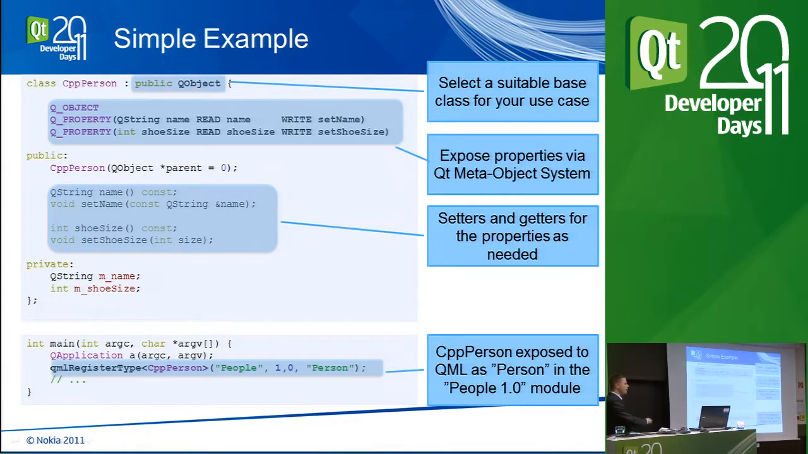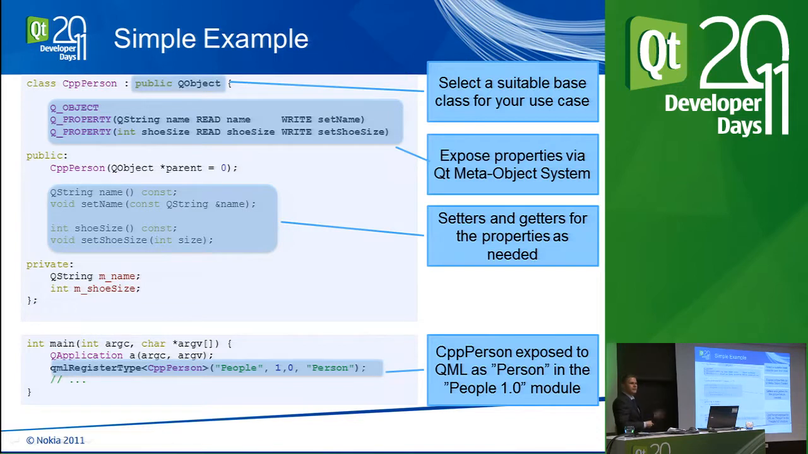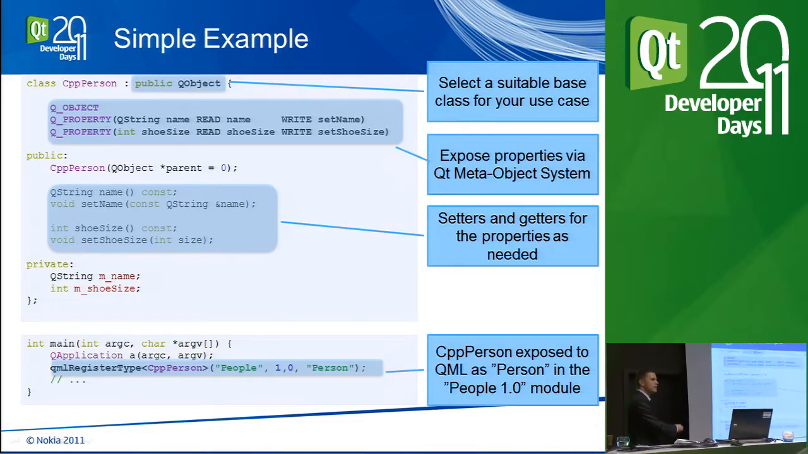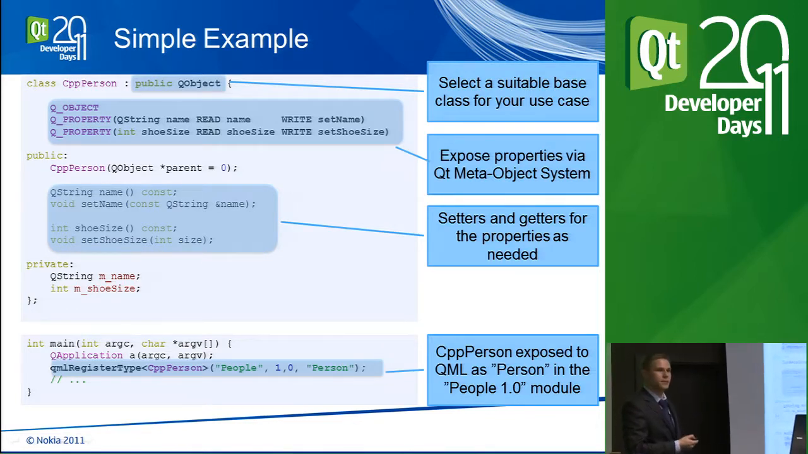And then in the main function, when we have actually defined our class, we can register that class to QML. Doing that, we use this template function, qmlRegisterType. We template it for our new class, and then we give the name for the module, the version number for the module, and a name for this particular element in QML.